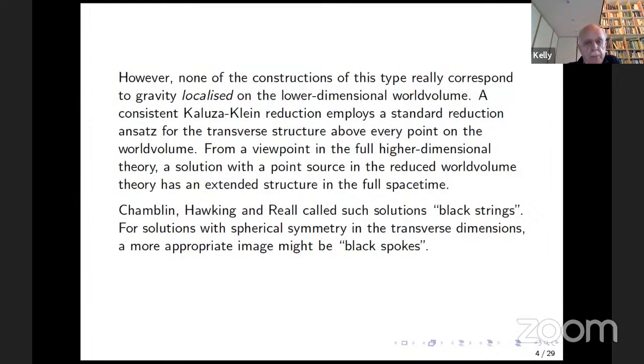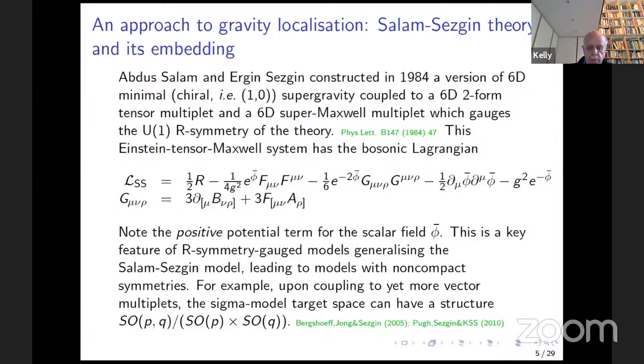So I mentioned these basically to set them in contrast to the types of fully localized solutions that we do want to talk about. Now, in order to be able to discuss such things, we're going to do it in the context of a particular type of model, which is based upon, first of all, the Salam-Sezgin theory in six dimensions. Back in 1984, Salam and Sezgin constructed a six dimensional (1,0) minimal supergravity with a two form tensor multiplet and a six dimensional super Maxwell multiplet, which gauged the U(1) R symmetry of the theory.